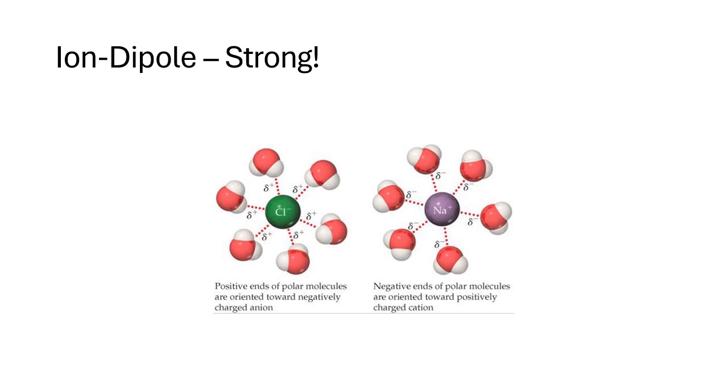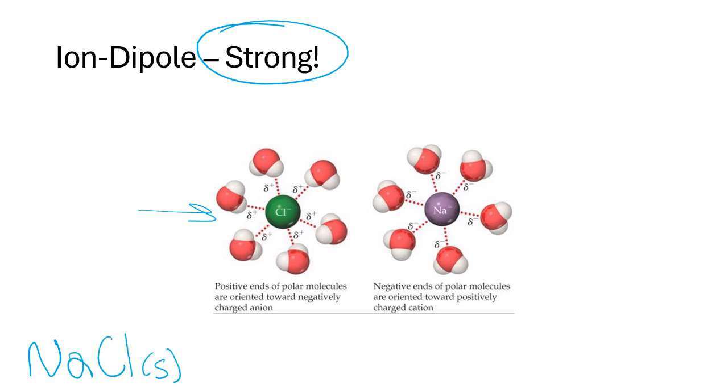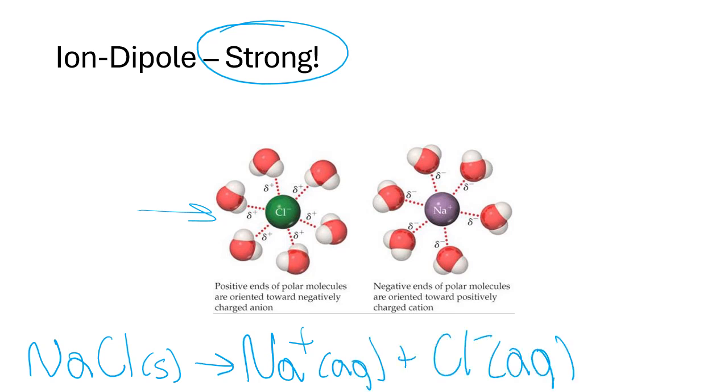One last thing is ion dipole. Ion dipoles are the strongest, but they only occur when an ion exists. So right here, we have NaCl. Something we've been writing a lot of is these dissociation reactions, Na+ (aq) plus Cl- (aq). Now, what does that aq mean? It does not mean it's a liquid.